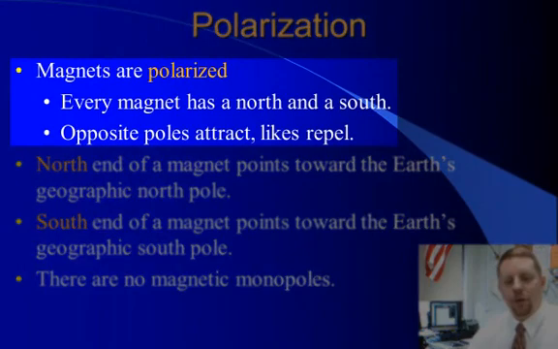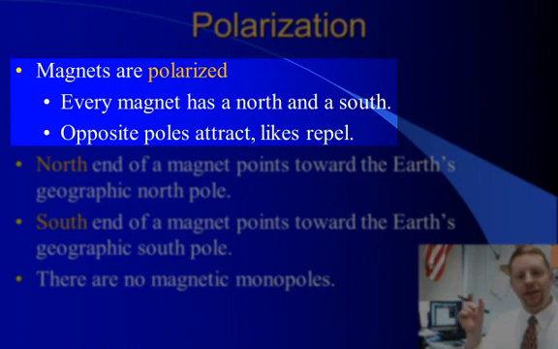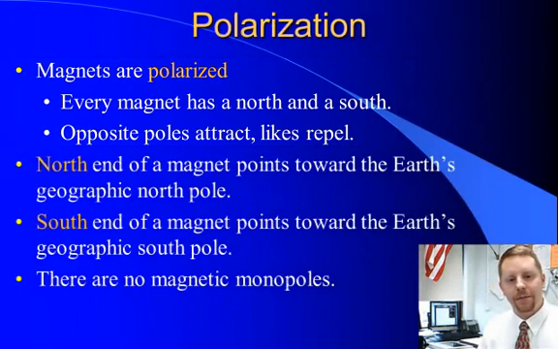Now, magnets are polarized, meaning every magnet has a north and a south. If you happen to have a magnet that has a north and a south, and you cut it in two, you actually get two magnets that each have a new north and south. You can't ever cut a magnet in two and have just a north and just a south.